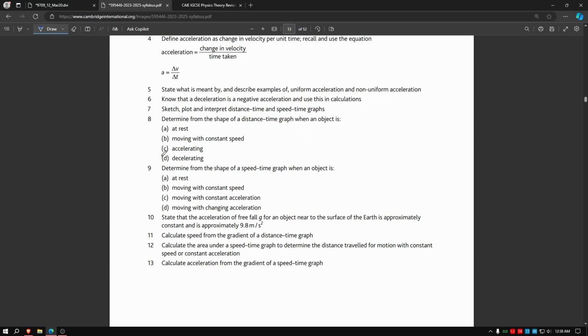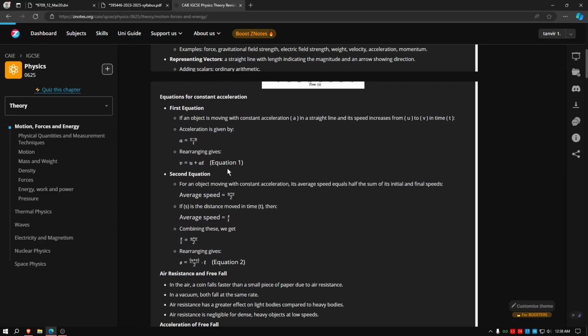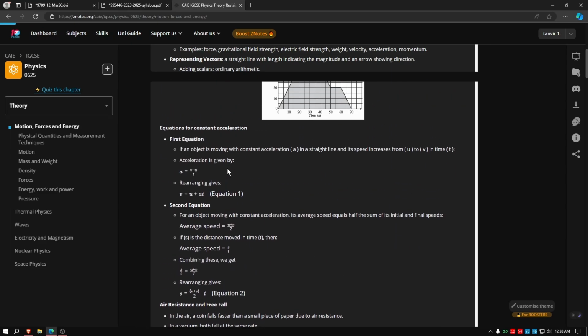So let's see the notes. A few equations. The first equation: acceleration is given by (v minus u) divided by t. If you rearrange, taking the t to the other side it becomes at, then moving the u to the other side, v equals u plus at. So this is an equation you can use.